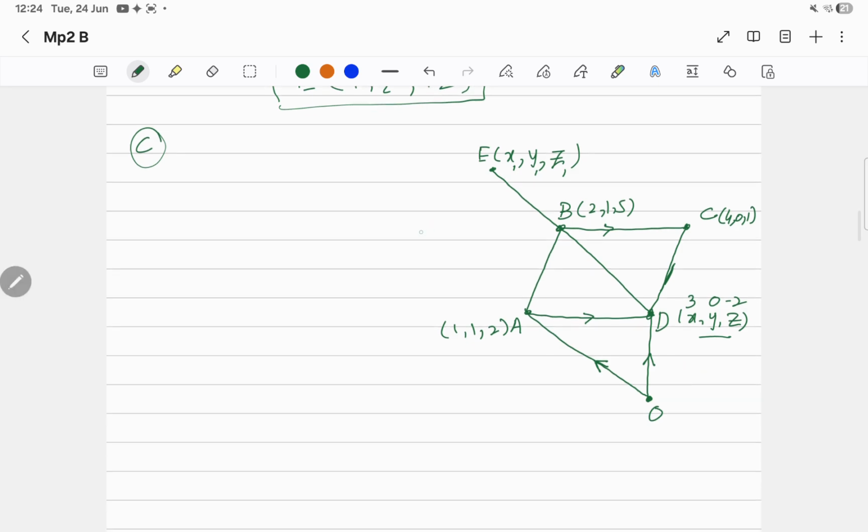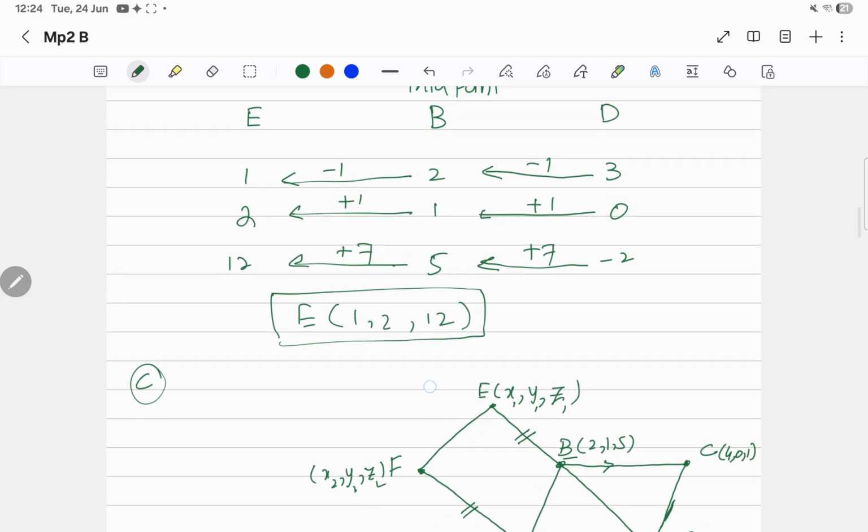Okay, so let's say F is the point somewhere here, and if you connect these two points with F to get the parallelogram ABEF, we need to find the coordinates of F now, which is x2, y2 and z2. Now since it is a parallelogram, this length should be the same as this length, and we already figured out the coordinates of E from the point B.